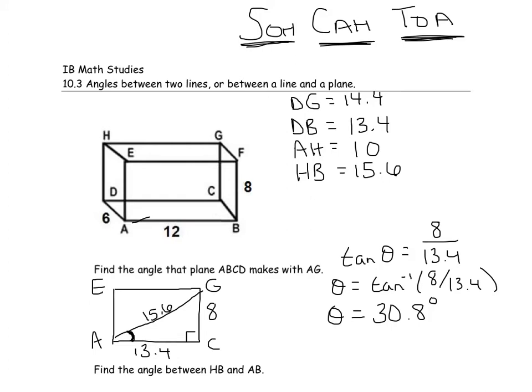The next one, it says to find the angle between HB and AB. HB and AB. So we have a triangle here, HAB. HAB. Let's draw that triangle.